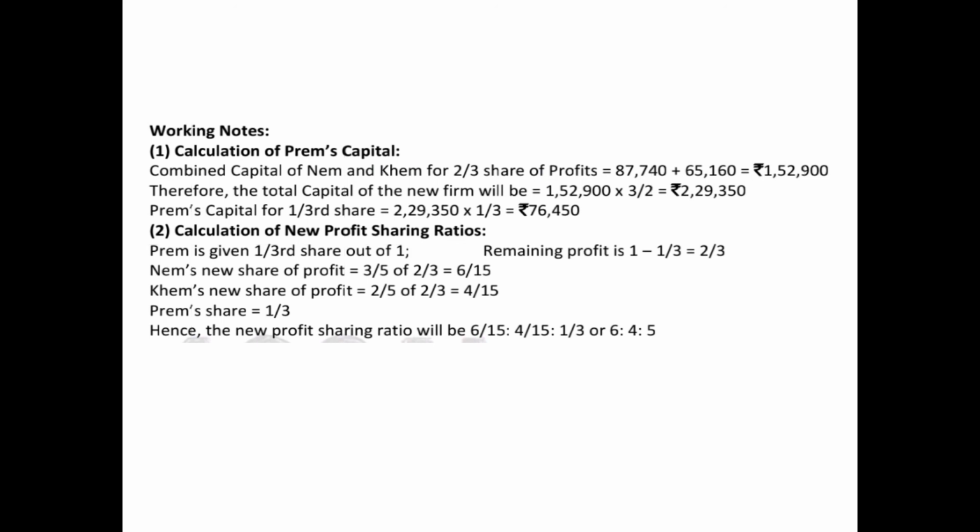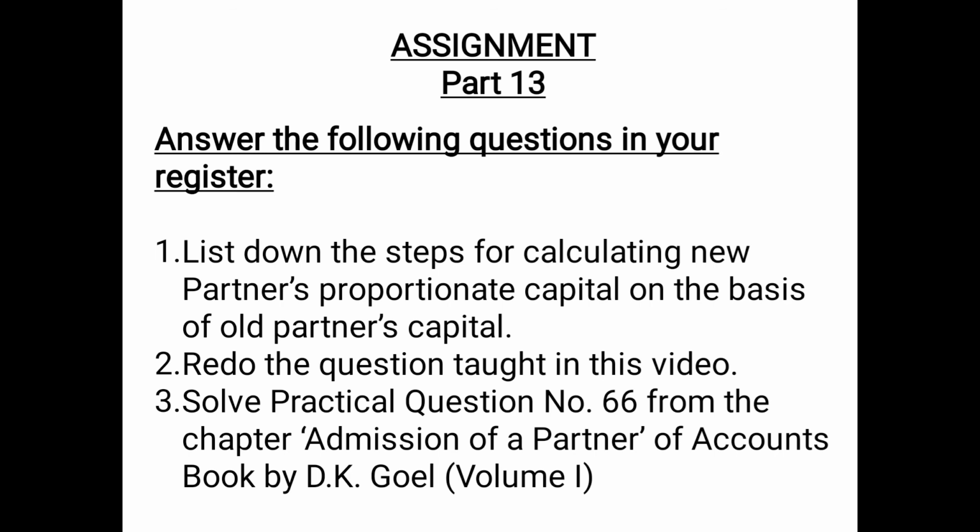So I hope the question and the steps are clear to you, children. So based on this, I have given you the assignment. You have to answer the following questions in your register. Question number 1, you have to list down the steps for calculating new partner's proportionate capital on the basis of old partners' capital. So step number 1 is you have to calculate total adjusted capital of old partners after adjusting undistributed profit, undistributed losses, etc. That is as per capital account.